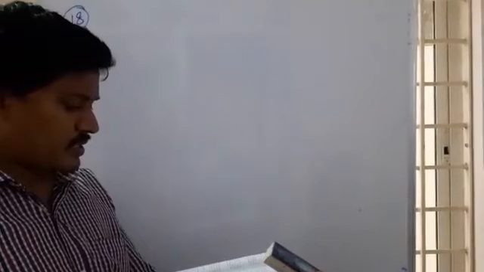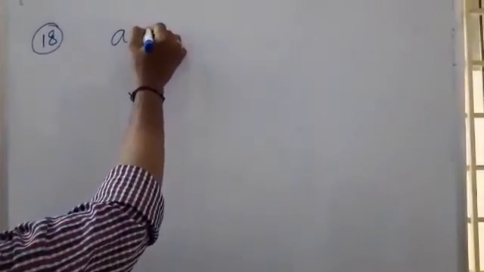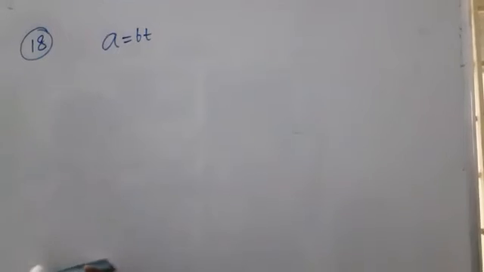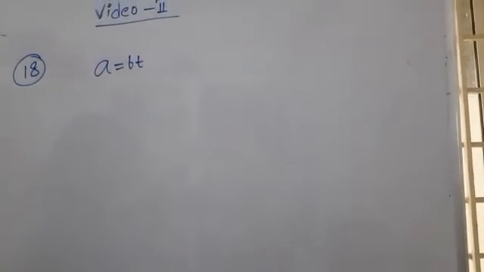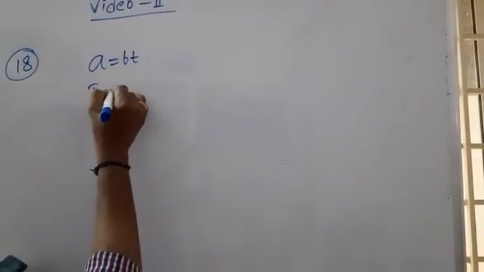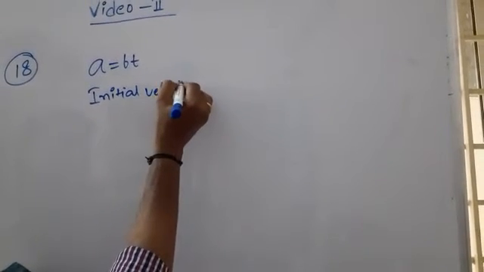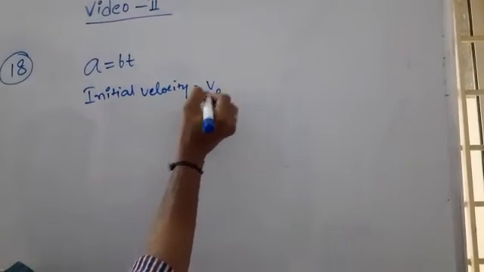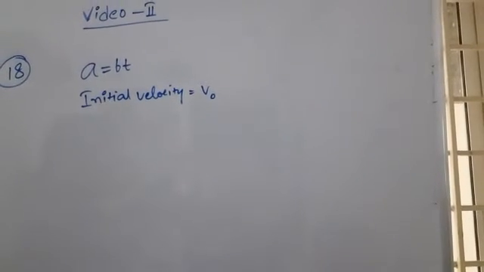The acceleration of a particle is increasing linearly with time. So acceleration is given as a equals b into t. The particle starts from the origin with an initial velocity v naught. Find the distance traveled.